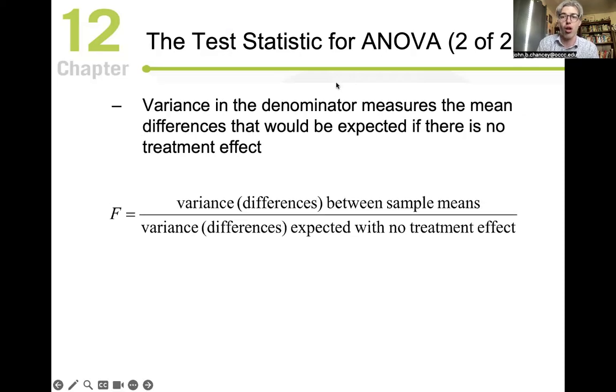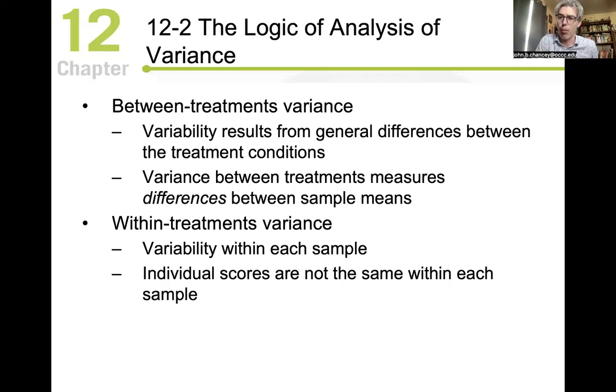So essentially, our equation for running an ANOVA is focusing on variance. So we have variance to define the numerator. We have variance in the denominator that measures the mean differences that would be expected if there's no treatment effect. So the numerator is the variance between our sample means. Variance in the denominator is expected with no treatment effect, essentially saying the null hypothesis is true. We're going to break it down further.